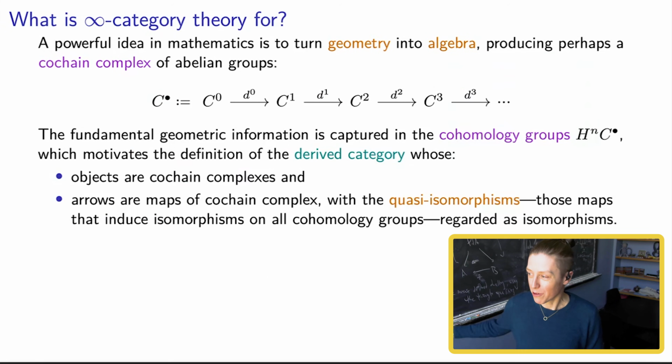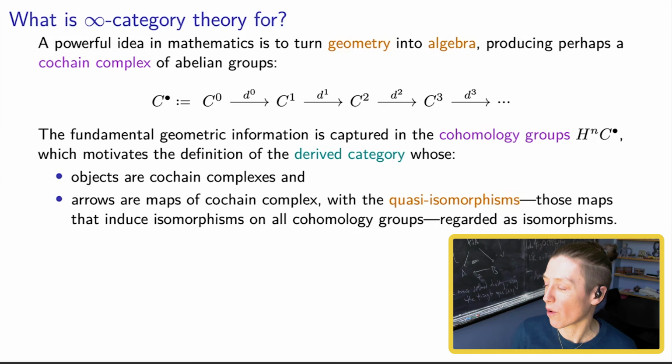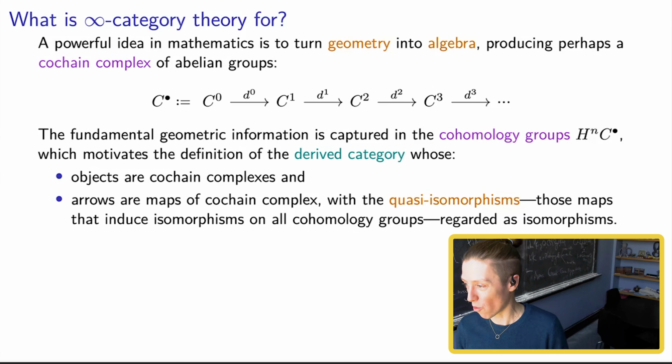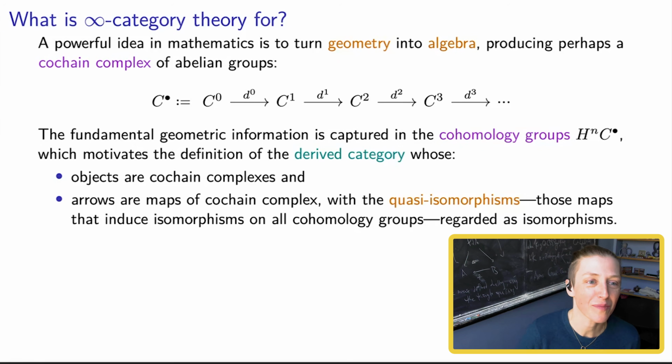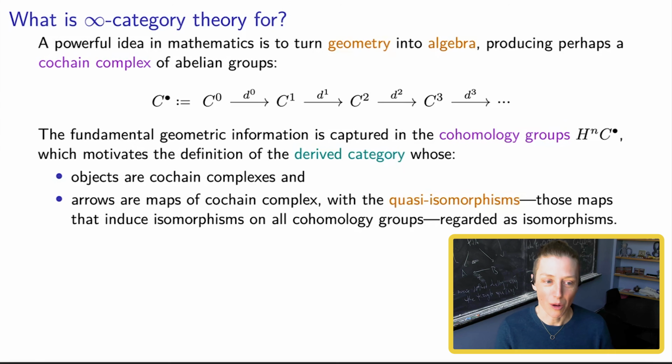I tried to explain in the first part of this talk what ordinary category theory is for, and I want to explain a little bit about what infinity category theory is for. It's pretty complicated, unfortunately, because examples of infinity categories are pretty complicated, and this is the simplest story that I can think to tell.